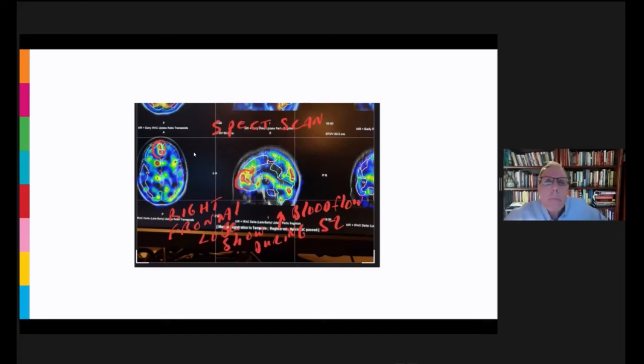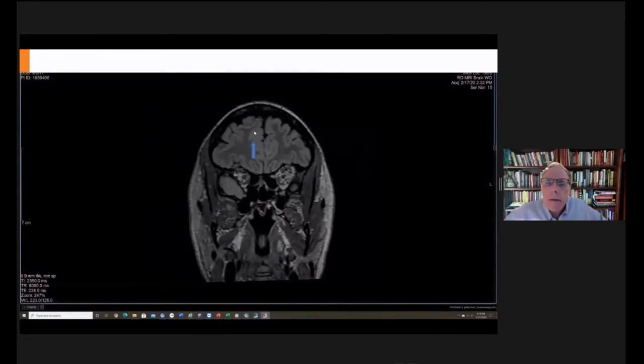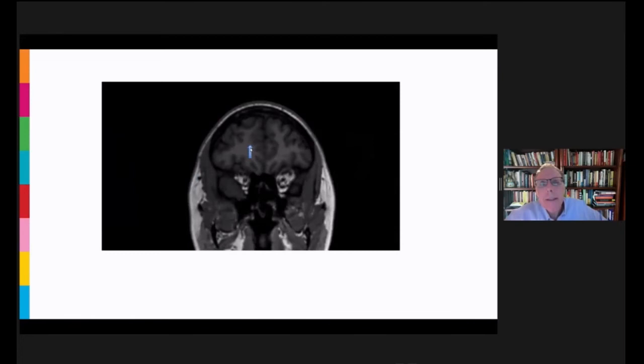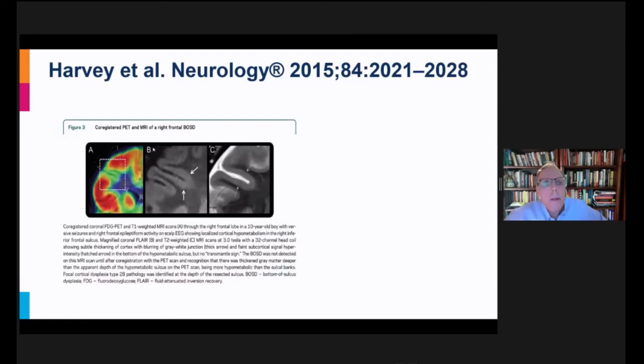And so we did the ictal SPECT, and you can see this hyperperfusion here in the medial prefrontal cortex. Now, I initially missed this lesion until we did the SPECT, and then you can see the bottom of the sulcus dysplasia with the tail in here, and then here, actually kind of going to the paracingulate, and then here on the T1, and then here.